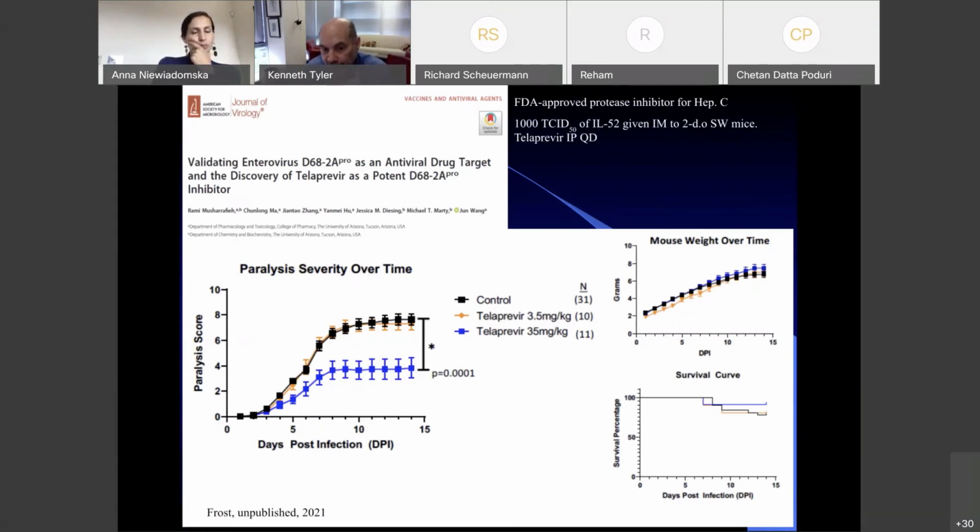And we've tested that in mice at doses similar to what the human doses were. And again, looking at those blue curves versus the orange and black ones on the left-hand side there, you can see that it was effective in treatment of mice. Now, probably telaprevir isn't going to be the right answer, but derivatives of it may be, and maybe even more effective. Next slide.